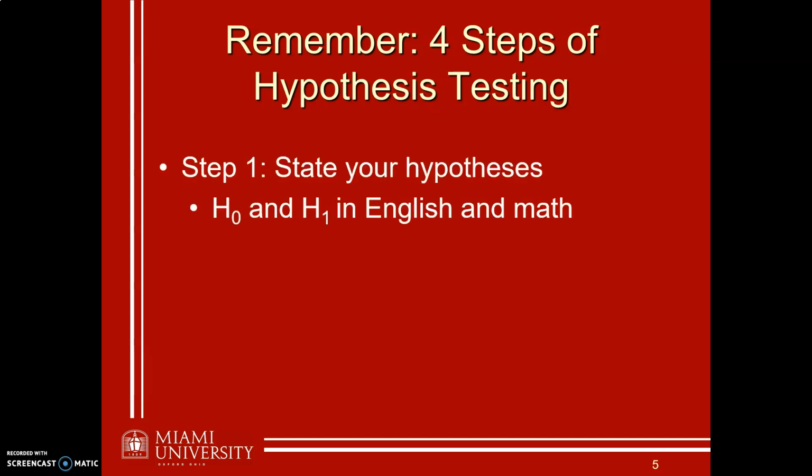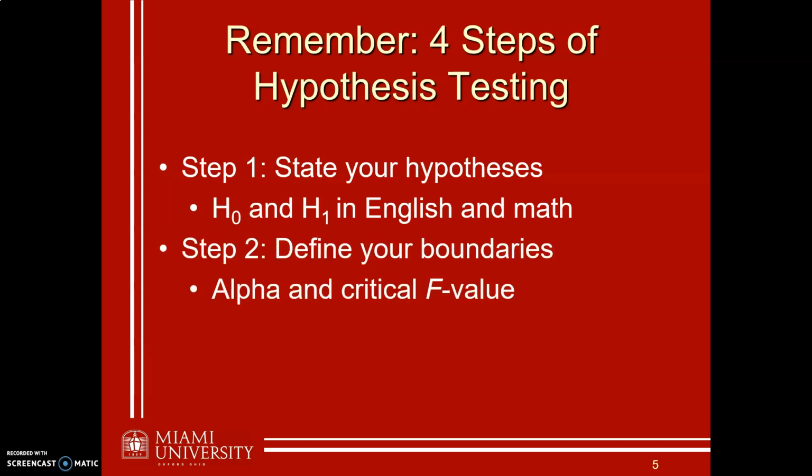All of our inferential hypothesis tests have 4 steps. We're going to state our hypotheses, our null and alternative, in both English and math. We're going to define our boundaries by setting an appropriate alpha level, so that we're only having a little bit of risk for type 1 or type 2 error, and we're setting our critical F value. What's that boundary beyond which we would say, yep, that looks kind of interesting or meaningful as far as a difference in the real world?